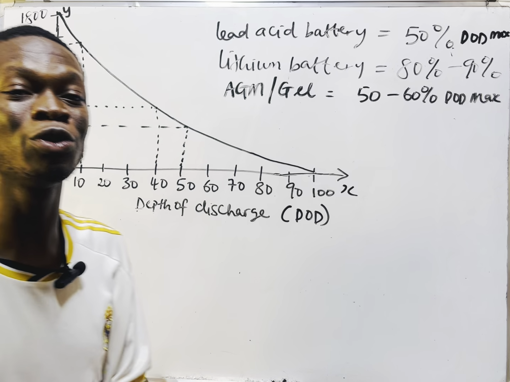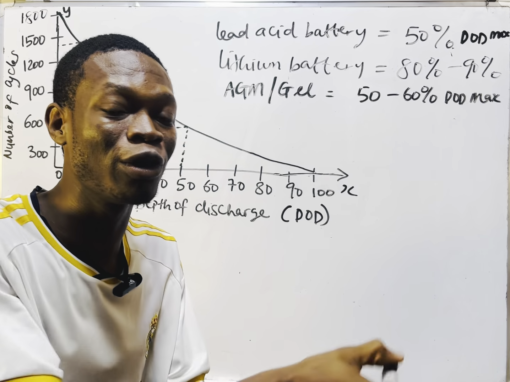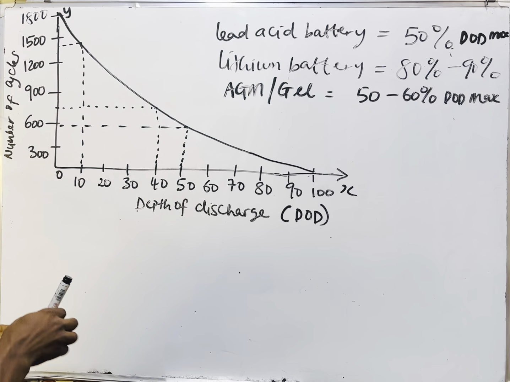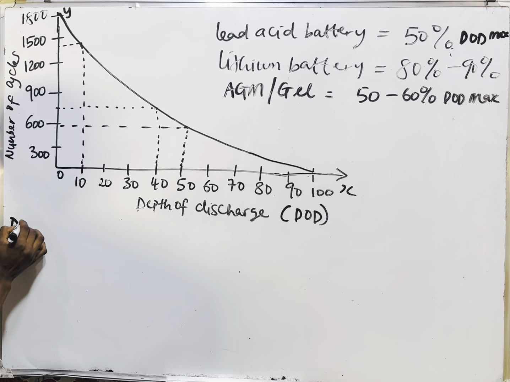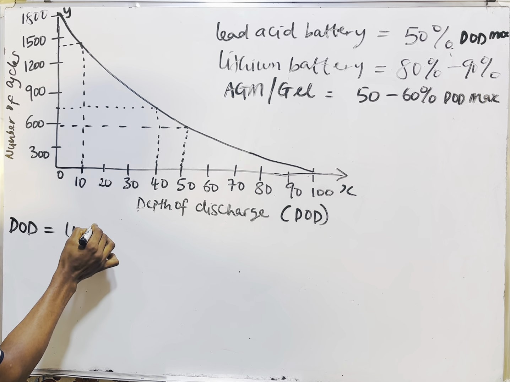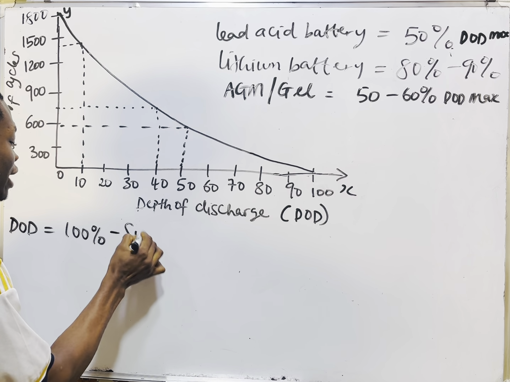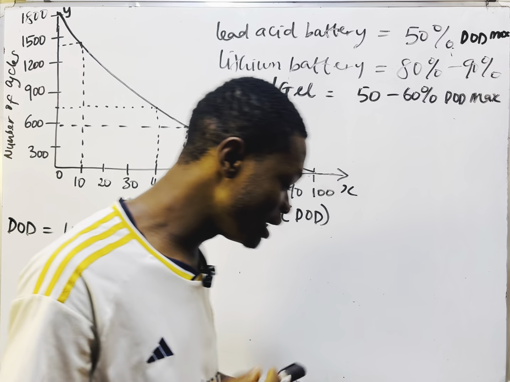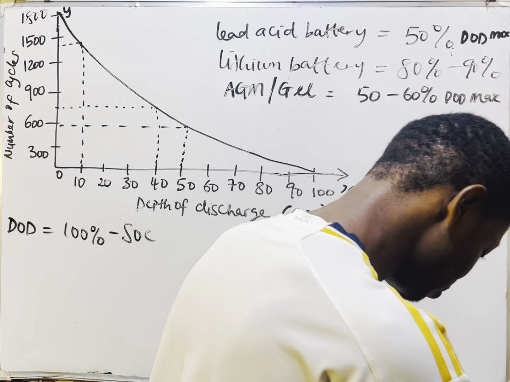Depth of discharge is the amount of energy drawn from a battery bank. And depth of discharge is given by the formula 100% minus SOC. Now, can you tell me the meaning of this SOC?